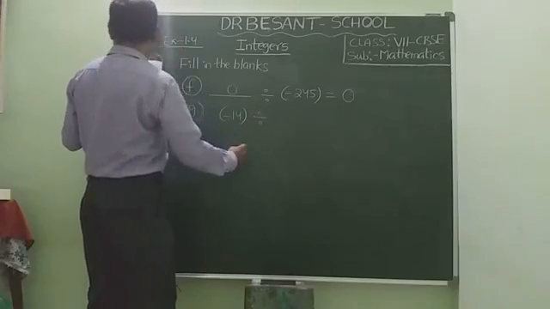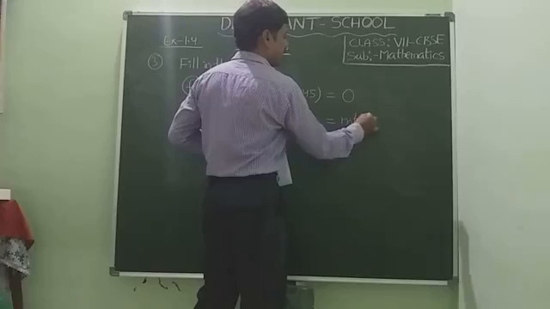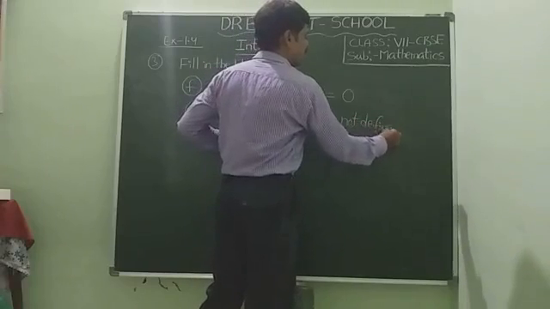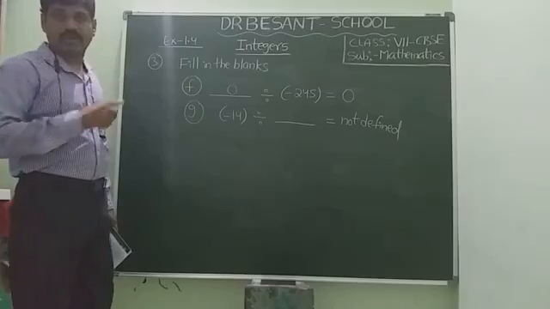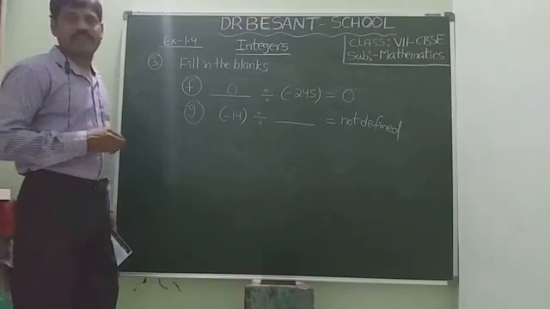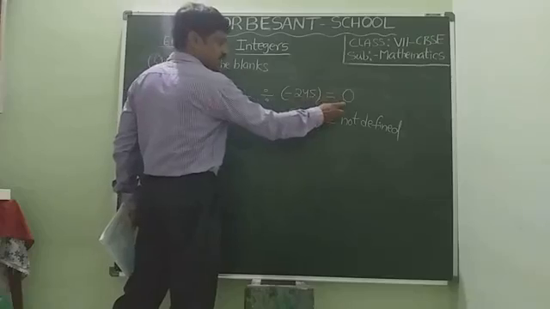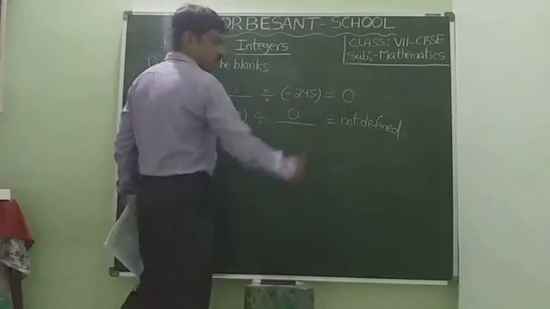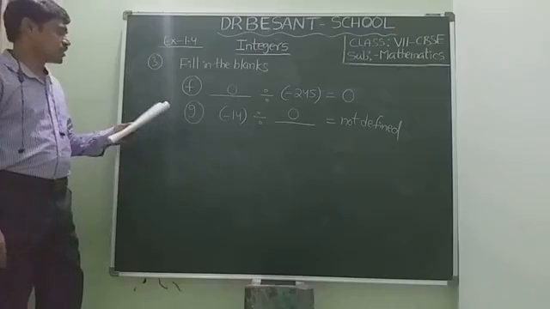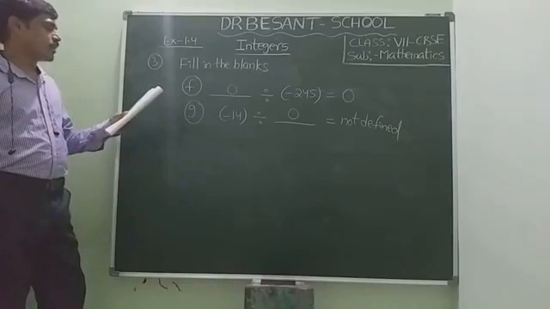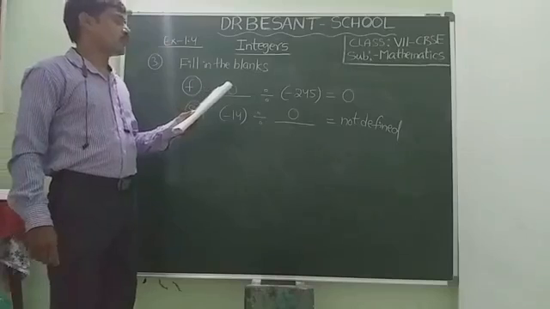Next, last one in the fill in the blanks, G: minus 14 divided by dash is equal to not defined. So what we have to say is, if denominator is 0, the result is what? Undefined, that means not defined. So here, if numerator is 0, the result is 0. If denominator is 0, the result is what? Not defined. Simply you can remember. Okay children? So this is the fill in the blanks, A, B, C, D, E, F, G. We have completed.